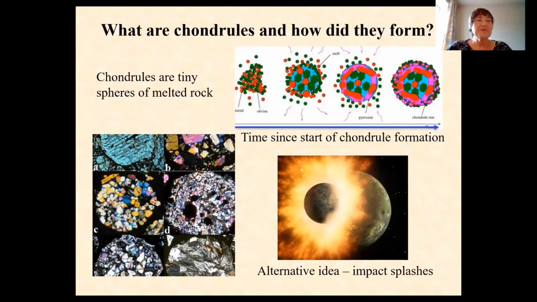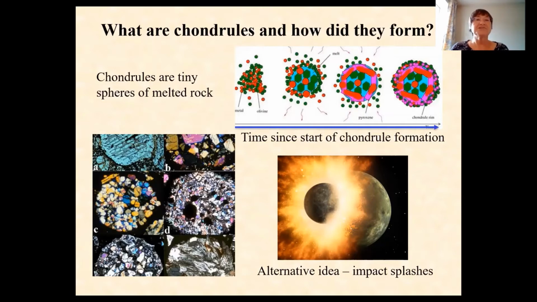But how did they form? Well, the one thing that we do know is that they must have had a period of time when they were very hot and they melted, because they often contain glass. And glass is what happens to melted rock when it freezes again. Instead of crystallizing as crystals, it often forms glass.